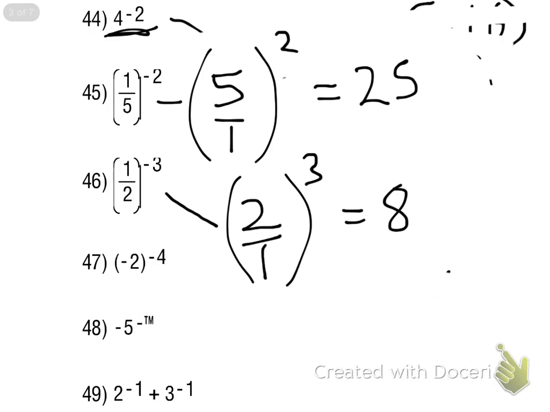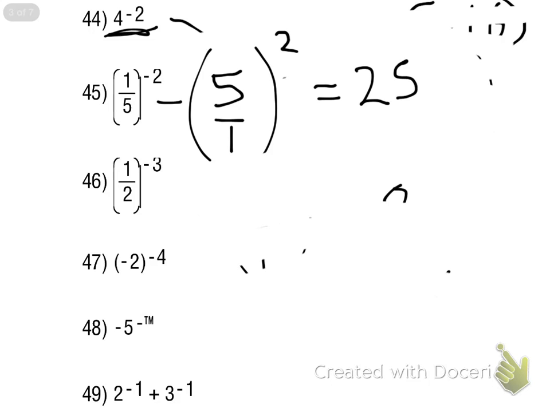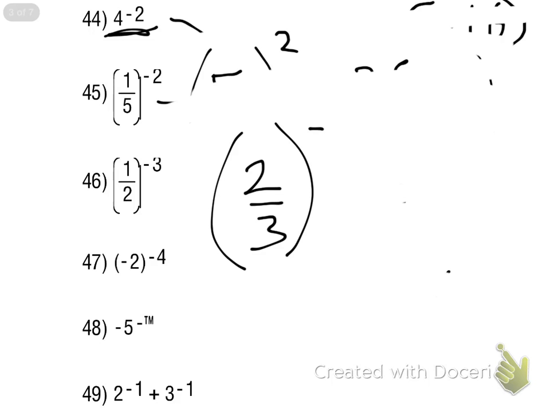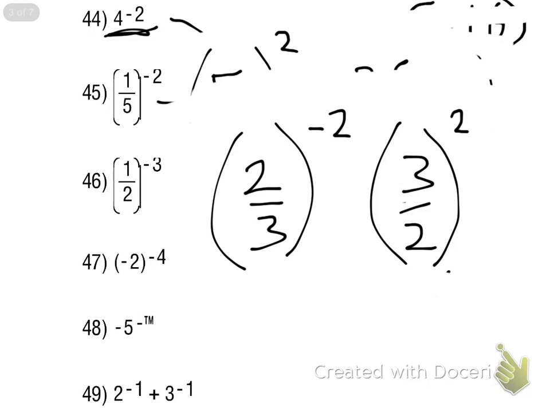Let's do one with some better numbers. Rather than just a 1, let's try some better numerators. So I'll create a question below just to make sure you're okay with what to do. 2/3 to the negative 2 becomes 3 over 2 to the positive 2. That's it. You've just changed it to a positive exponent.